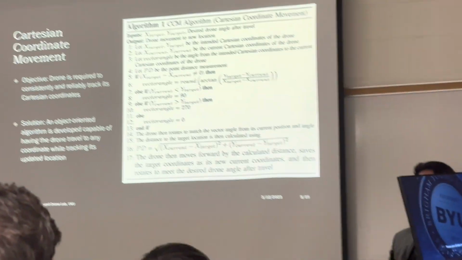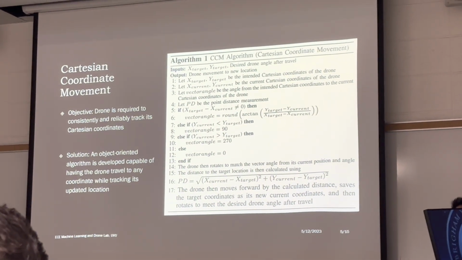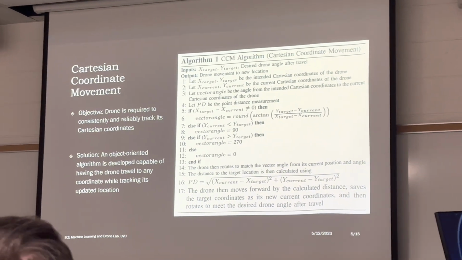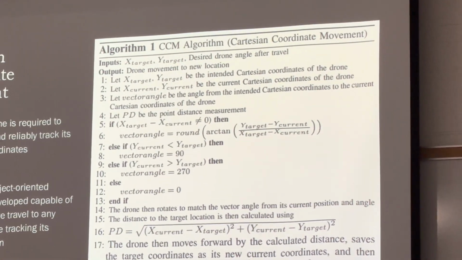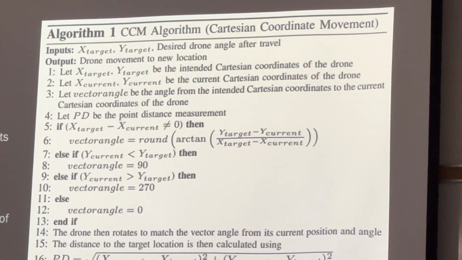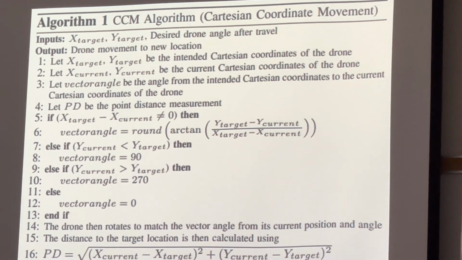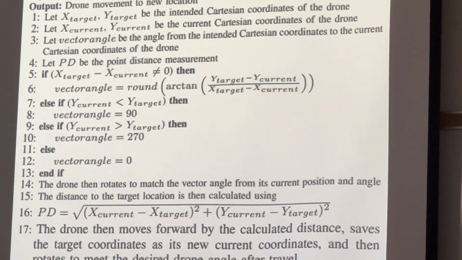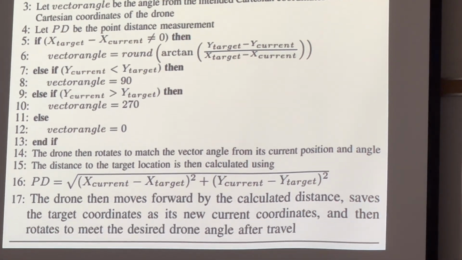So the drone is required to consistently and reliably track its Cartesian coordinates. We have an algorithm right here. This is some pseudocode of what we use. Wherever the drone takes off, that's what we call 0,0,0, that is the origin. We give the drone an X target and a Y target to travel to.